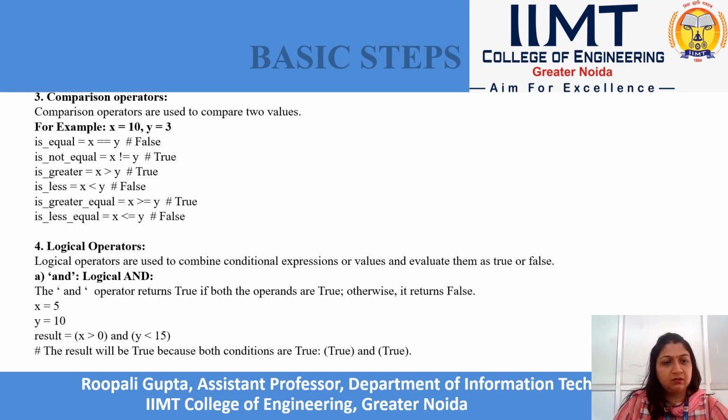And logical operators. The AND operator returns true if both the operands are true, otherwise it returns false. So we have x equal to 5 and y equal to 10. If both operands, x is greater than or equal to 0 and y is less than 50, are true or false? As we can see, 5 is greater than or equal to 0 and 10 is less than 50, which is true. So both conditions come out to be true, so it will be true.